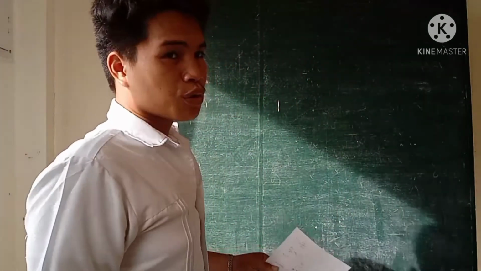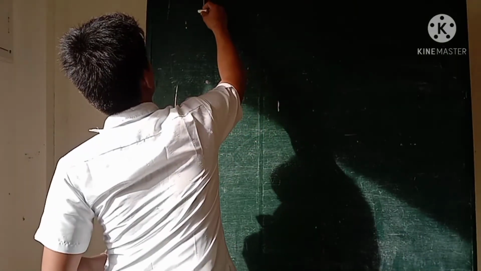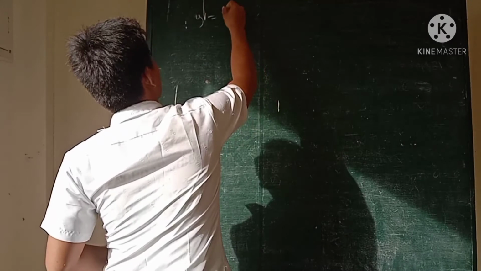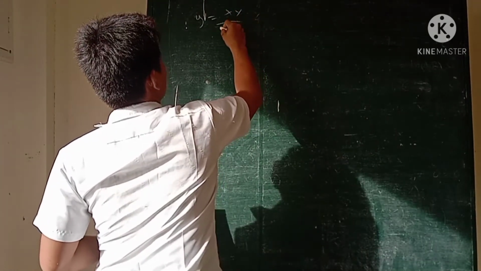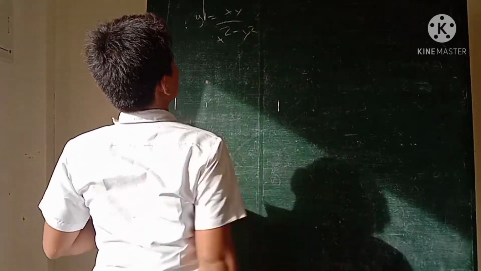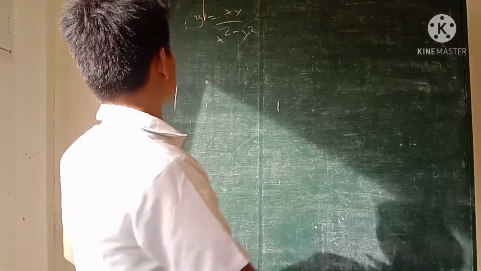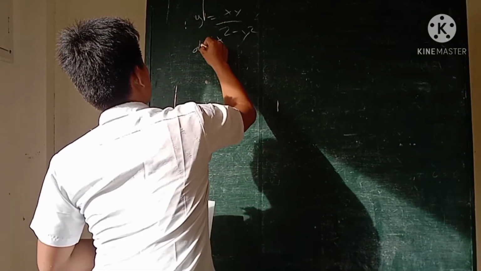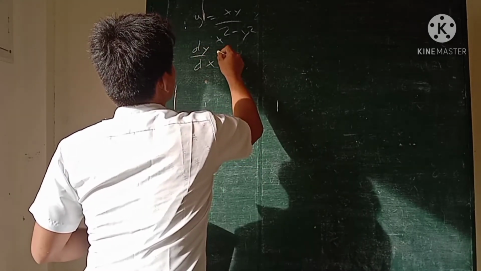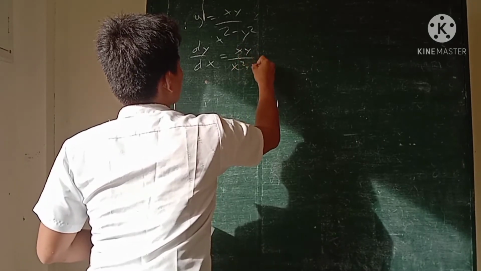So let's proceed to the next problem. y prime equals xy over x squared minus y squared. So we change the y prime to dy over dx, equals xy plus 2xy over x squared minus y squared.